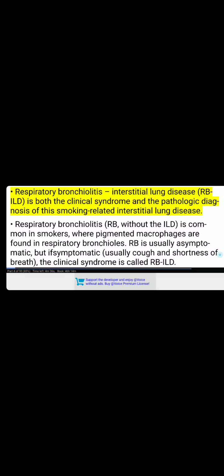Respiratory bronchiolitis, interstitial lung disease (RBILD) is both the clinical syndrome and the pathologic diagnosis of this smoking-related interstitial lung disease. Respiratory bronchiolitis (RB), without the ILD, is common in smokers, where pigmented macrophages are found in respiratory bronchioles. RB is usually asymptomatic, but if symptomatic, usually cough and shortness of breath, the clinical syndrome is called RB-ILD.